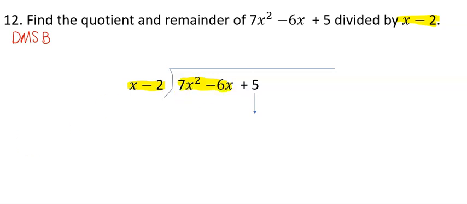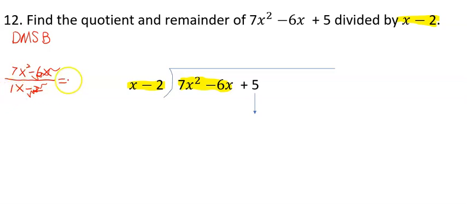So we have to do division, and when we do division, we have 7x squared minus 6x divided by x minus 2. Dividing 2 terms by 2 terms is not very easy to do, so we're going to just ignore the second terms and try to see how many times x goes into 7x squared. The number in front of x will be considered as 1.